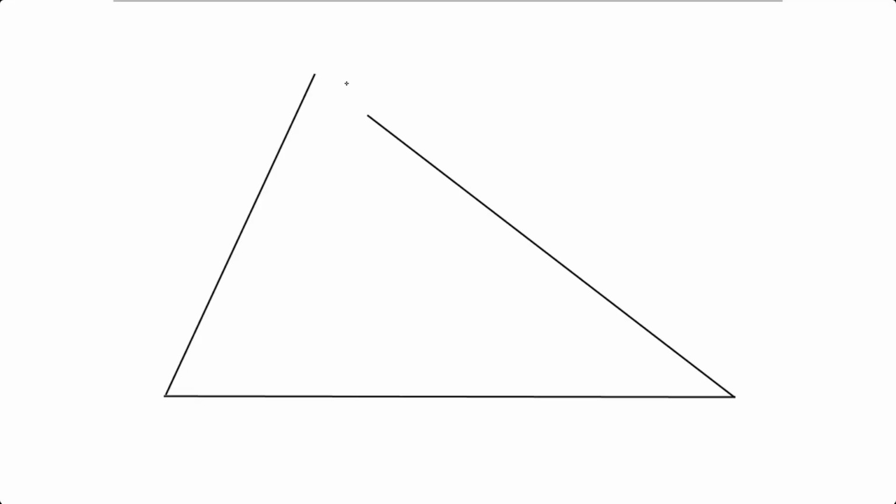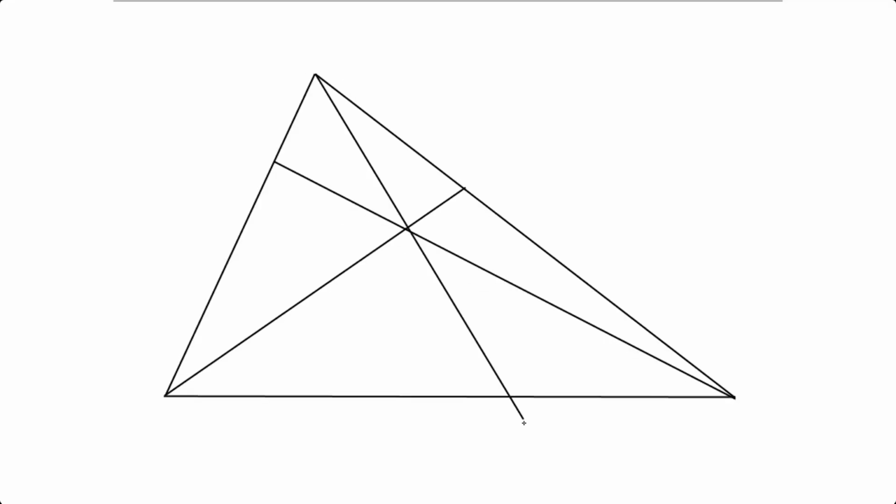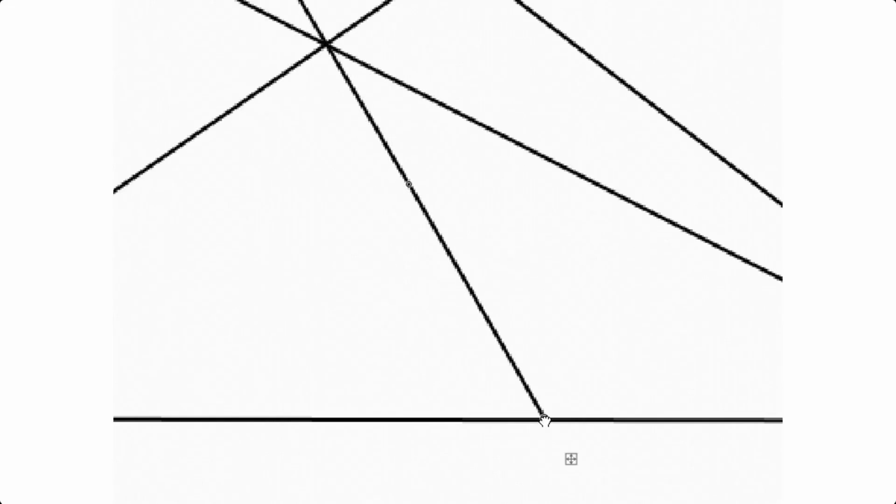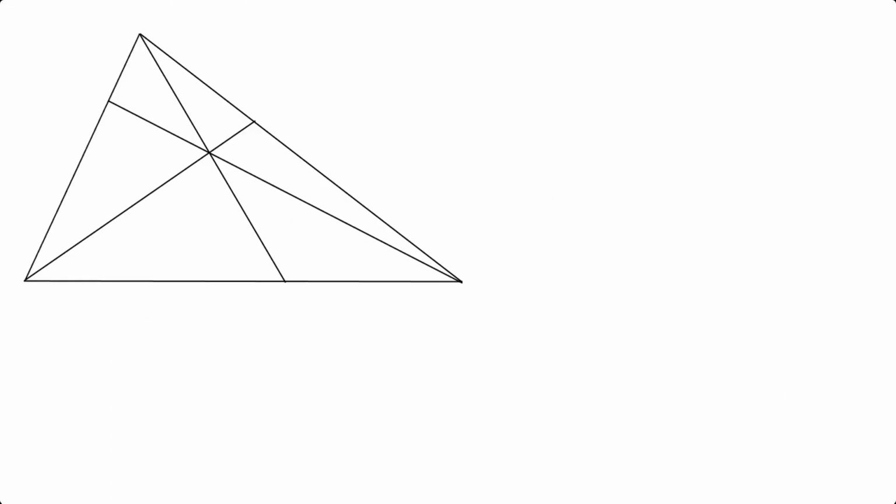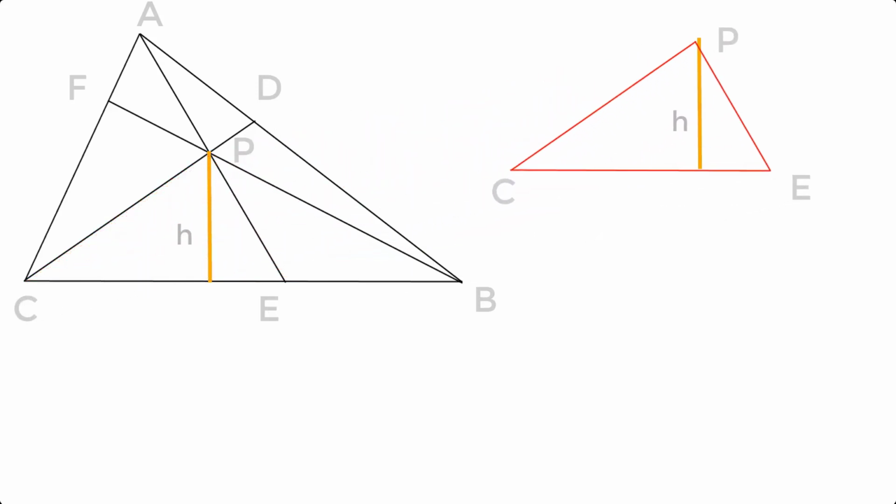Say that we have triangle ABC and we draw a line from each vertex to the opposite side and have each of those lines intersect at one point. Let's label the middle intersection point P and the intersections with each of the sides D, E, and F. Now let's take a look at specifically triangle CPE with height H.